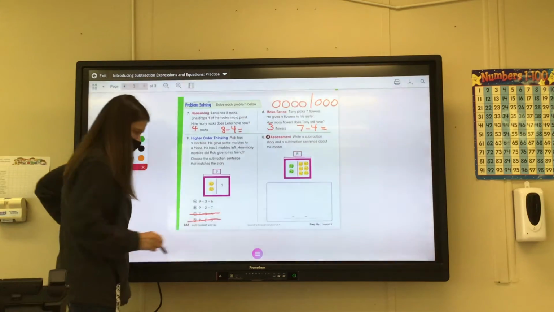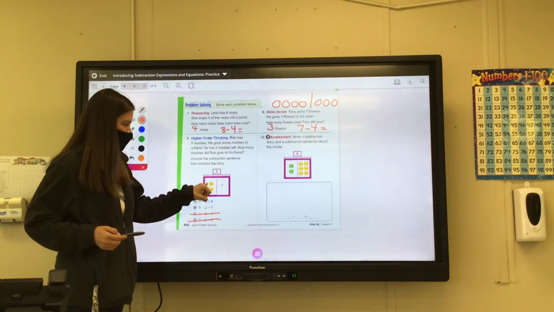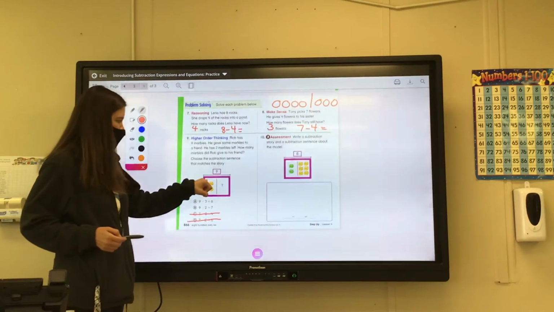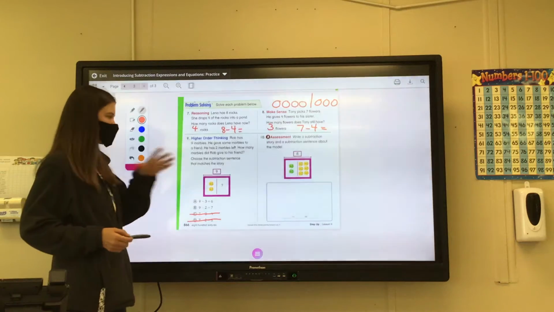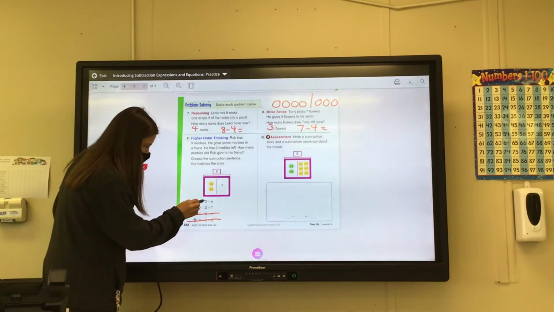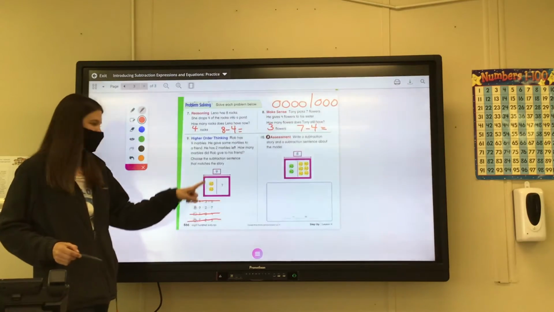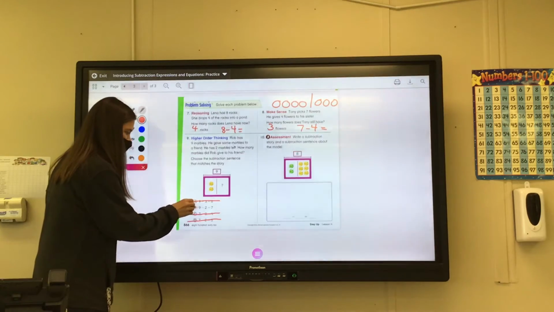So we'll cross those out. Okay. Then he's going to take away how many? 2. One part is 2. We have to figure out what the other part is. So 9 minus 2. So now, is this right? 9 minus 2 equals 7? Yes. So B is our answer there.